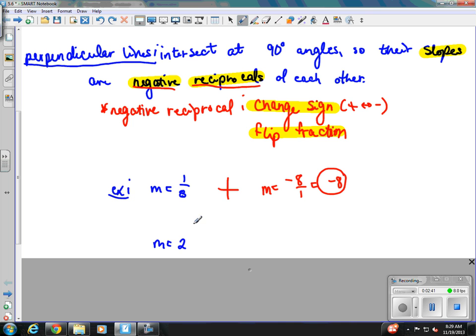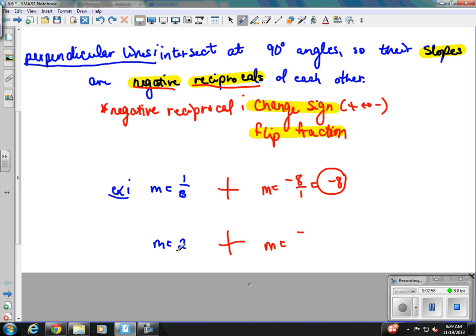We have m equals 2. Once again, we want to find the slope that's perpendicular to 2. So we change the sign. If this one's positive, our new one is going to be negative. Now it says flip the fraction, but 2 is not a fraction, so we have to turn it into one. I have to say 2/1, and now flip it. So if it's 2/1, our new slope is going to be -1/2. See if it can simplify? It can't, so our new slope is -1/2.